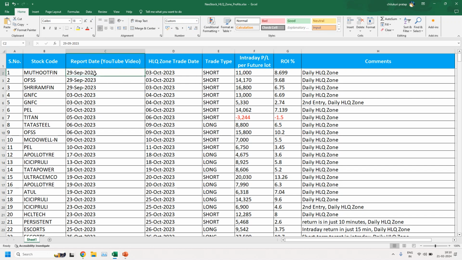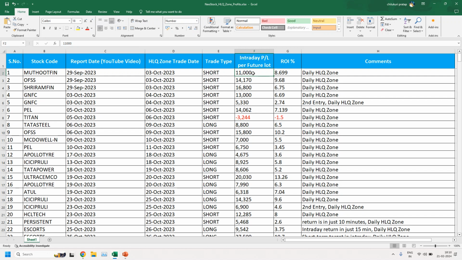So this is the report generation date and this is the trade date. And what kind of trade it is? Is it a short trade? Is it a long trade? And how much profit we got? Intraday profit. Please remember, we are always looking for the profits during the intraday because we are getting 6.1% average ROI as per one futures margin cost.